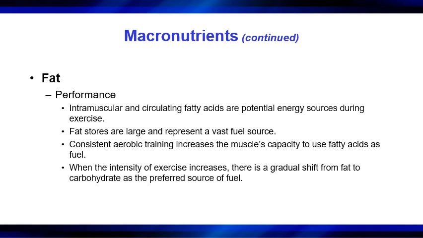So when we look at fats and performance, the human body has a sufficient amount of fat to fuel long training sessions or competitions. Intramuscular and circulating fatty acids are a potential energy source. At rest and during low intensity exercise, typically a high percentage of energy can come from fatty acid oxidation. However, when the intensity of your exercise increases, there does tend to be a shift from using fats to carbohydrates, just because carbohydrates can be broken down faster.